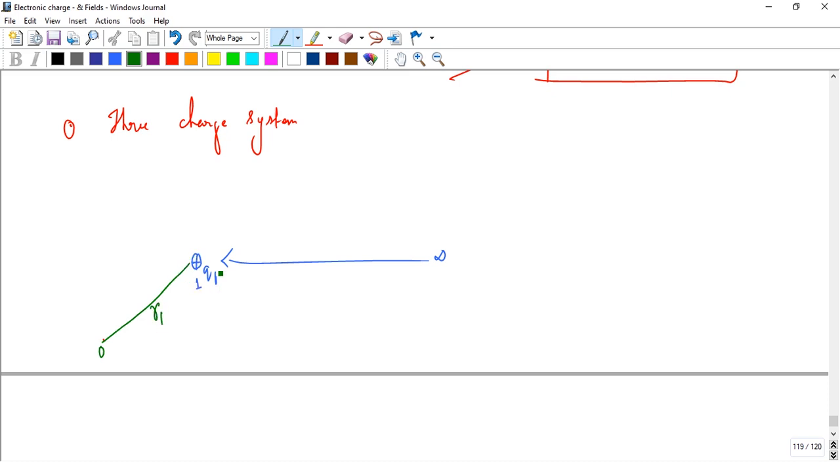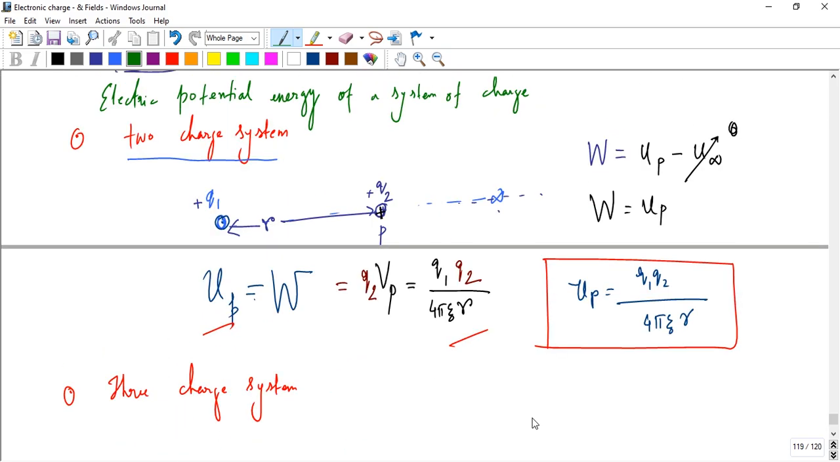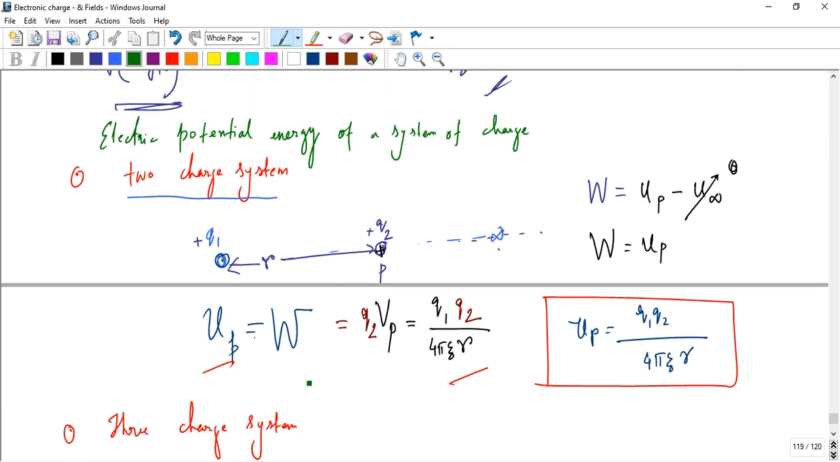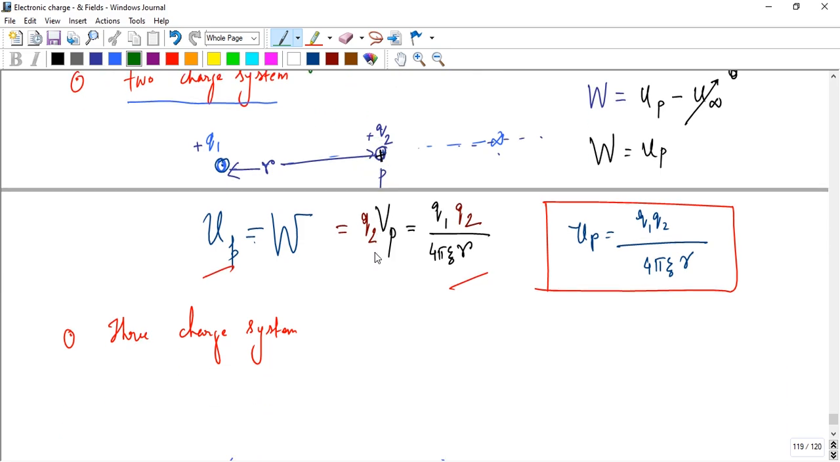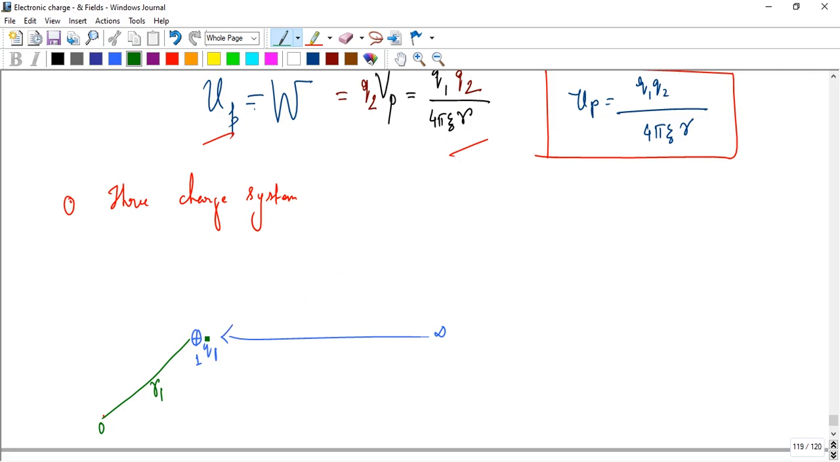If Q1 is brought from infinity to that point, because there was no electric field previously, no work has to be done. The work done is 0. What is work done actually? You can see that if there is either an attractive force or a repulsive force, we do some work against that force. But before that, there is no repulsive or attractive force. There is only the Q1 charge, so no force exists, not a Coulomb force.